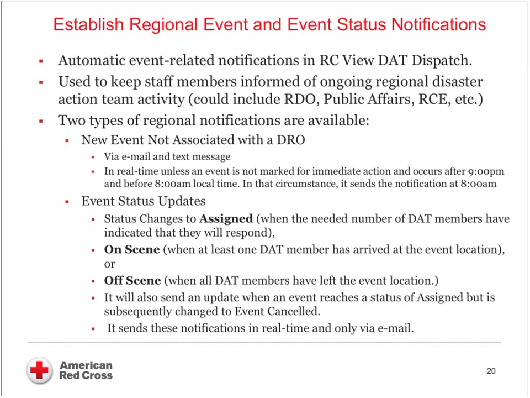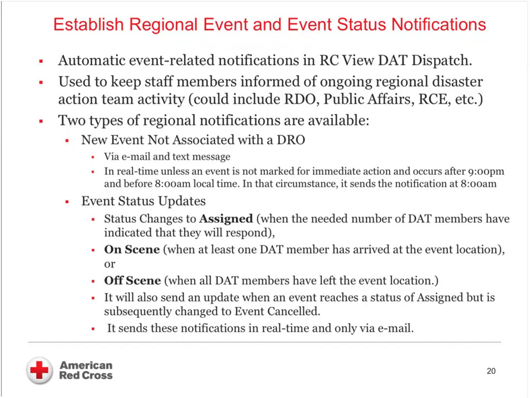And then they can also get event status change notifications. It happens in real time. It would be only by email, but if the status changes to assigned, so when the needed number of DAT members have indicated they'll respond. And then when you have at least one DAT member on scene, and then when all DAT members are off scene, they'll get notifications as well.